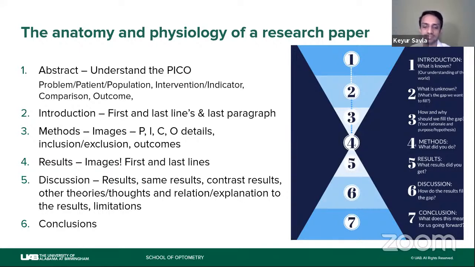You have to have some basic literature, and on that you can develop. First, read an abstract and understand the PICO. PICO is nothing but problem, patient, or population, which stands for P, intervention or indicator, I, C is comparison, and O is outcome. So you have to understand who the patient is, what the problem or population is that the paper is trying to answer.